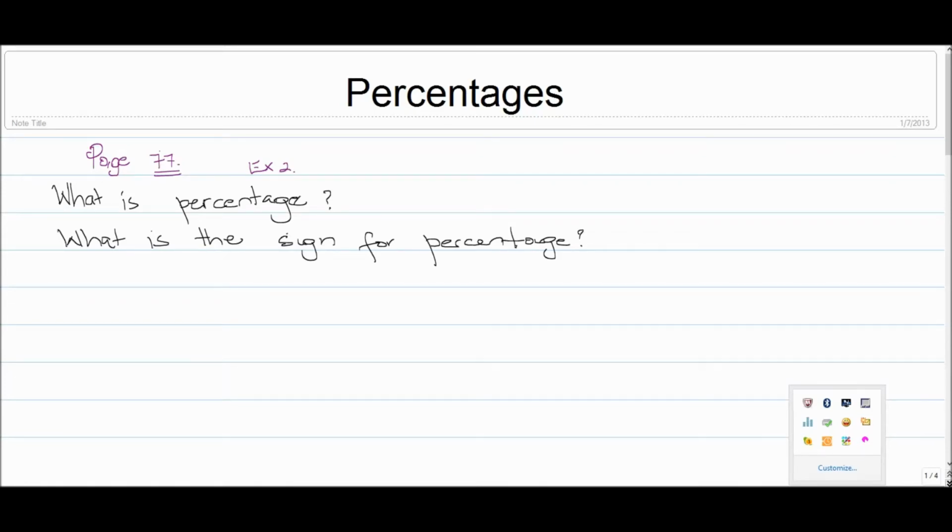In class today, we were at page 77 and we were looking at exercise 2, and our topic is percentages, and we want to first establish what is a percentage. And we can find that answer quite easily on page 77 at the top. It says a percentage is a fraction with a denominator of 100.